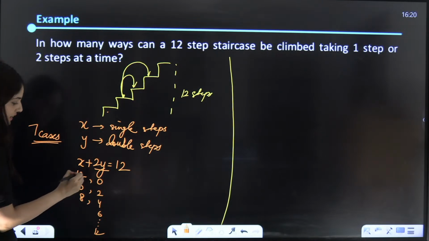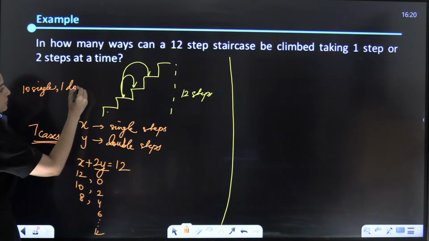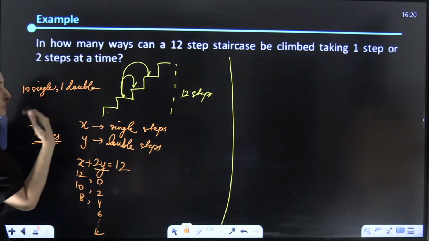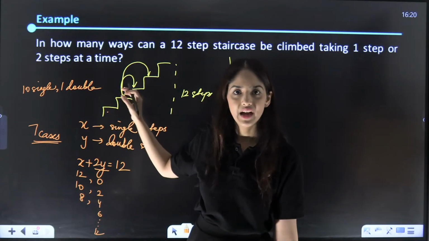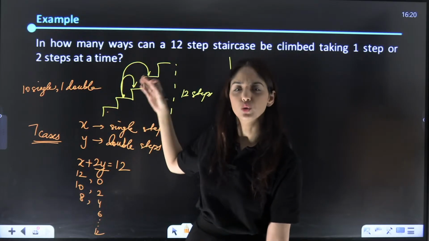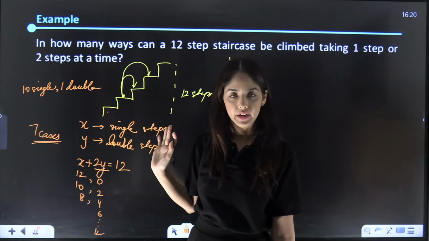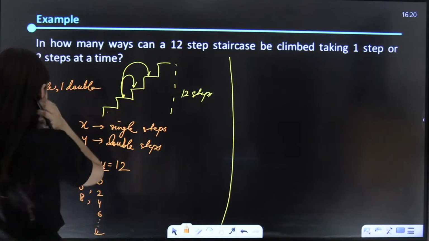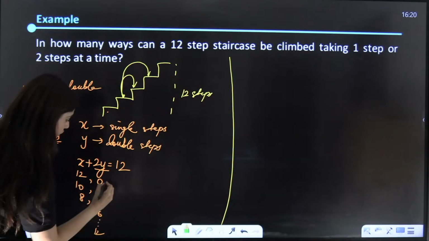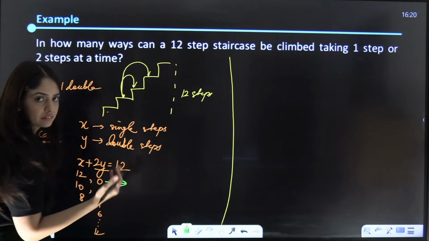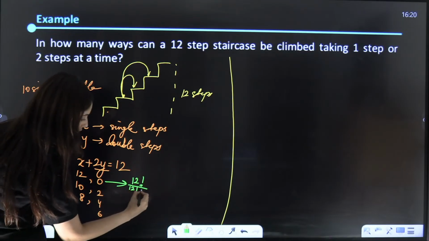For example, if we take 10 single steps and 1 double step, that is not one case, because we don't know when we took that double step. We either took it at the very beginning, or after 1 single step, or after 2 single steps, or after 3 single steps. So that means we'll have to check each of these cases, right? So now we have to arrange these. So how do we arrange these? For this case, we have, well, one case, but how do we get there? 12 factorial by 12 factorial, 0 factorial.